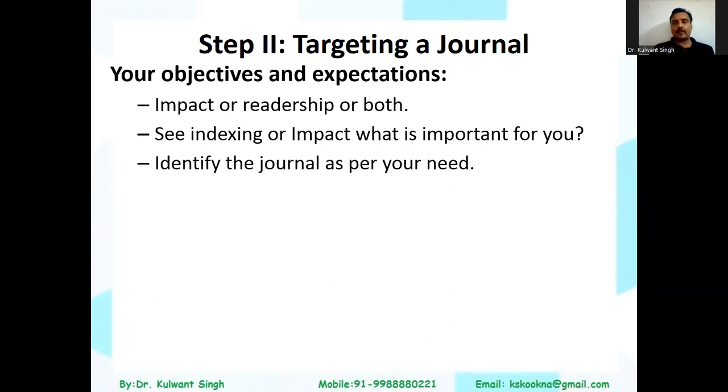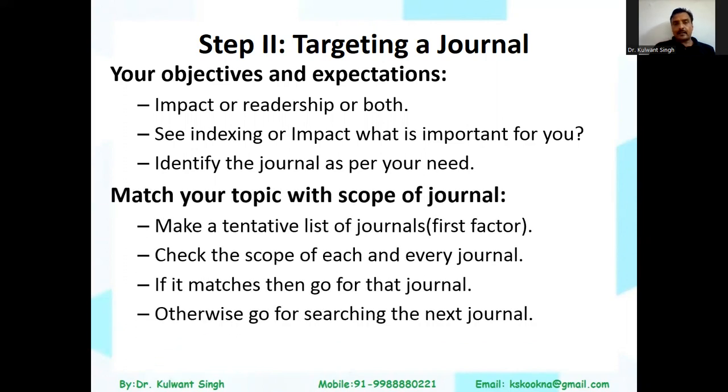There may be sometimes a limitation of time. So you may opt for some journal that accepts articles or completes the reviewing work very fast, or in a very limited time, because SCI journals, those with a good impact factor and high indexing, generally take more time in the reviewing process as well as in the publishing process. So selection of a journal totally depends upon our need.